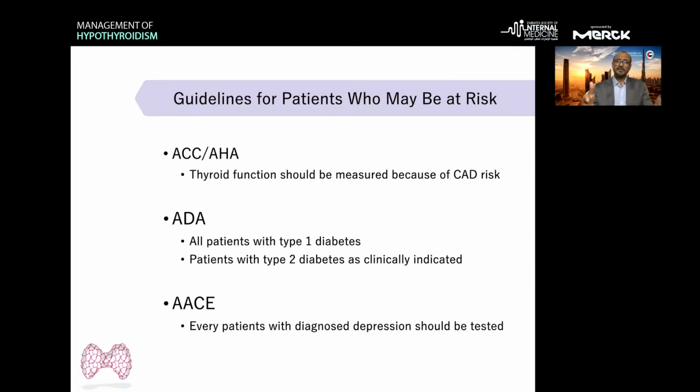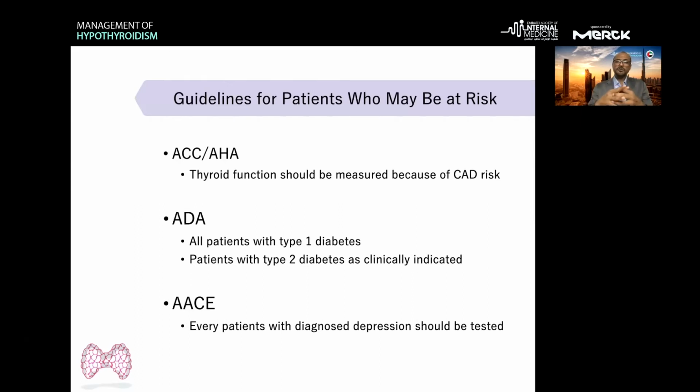The American Diabetes Association, and this is obvious, says that all patients with type 1 diabetes, because it's an autoimmune disorder, you need to evaluate for or screen for hypothyroidism in those patients. And patients with type 2, only if clinically indicated.